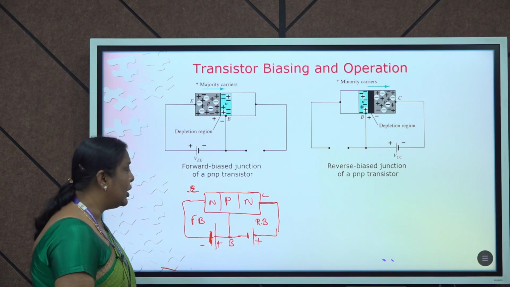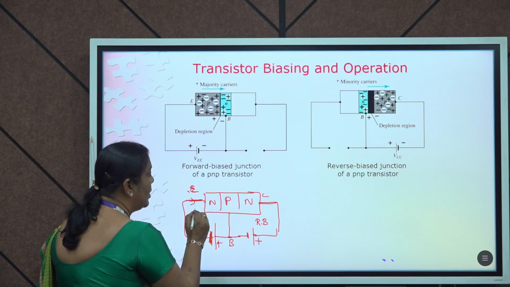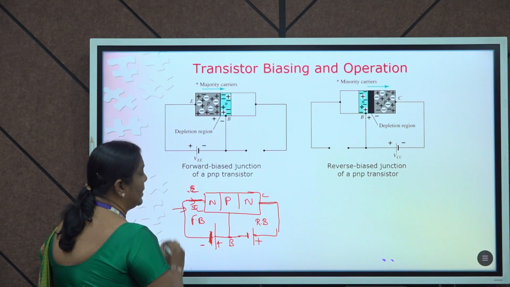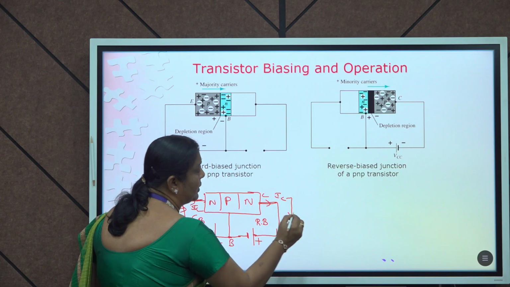The current flows in an NPN transistor like this, and the collector current is like this.